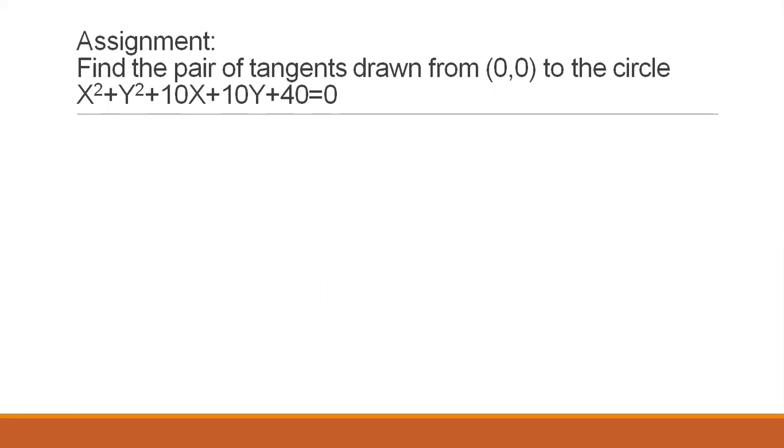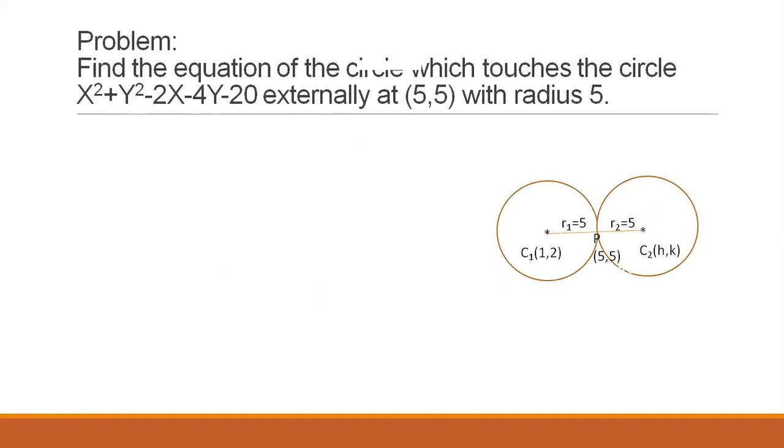Now assignment. Find the pair of tangents drawn from (0, 0) to the circle x square plus y square plus 10x plus 10y plus 40 is equal to 0. Dear children, we shall solve the problem. Find the equation of the circle which touches the circle x square plus y square minus 2x minus 4y minus 20 externally at (5, 5) with radius 5.